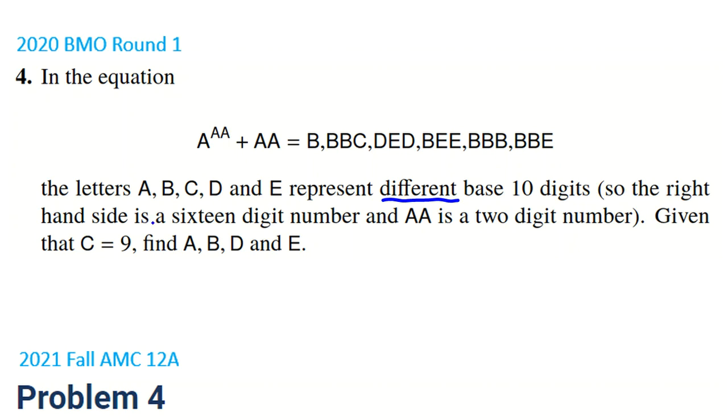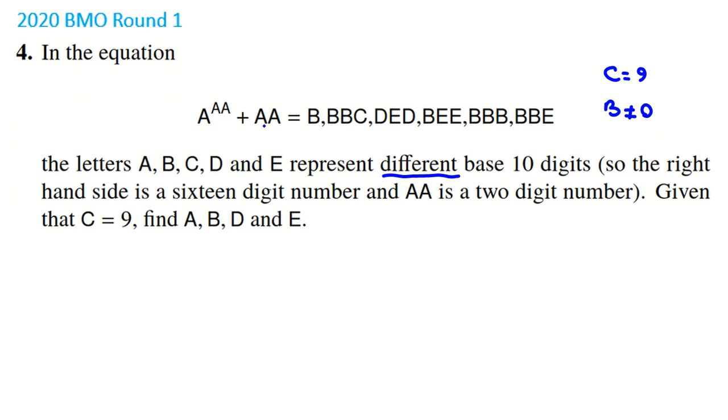So the right hand side is a 16-digit number. So if we calculate 1, 2, 3, 4, 5 times 3, 15 plus 1, 16 digits. So we conclude that B is not 0, okay? We've concluded that B is not 0. Given that C is 9, we want to find A, B, D, E.